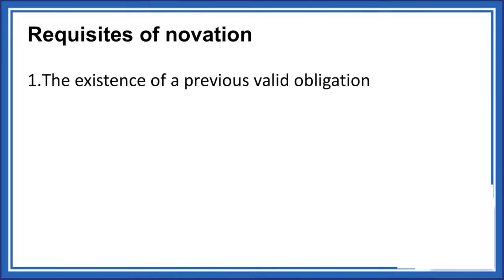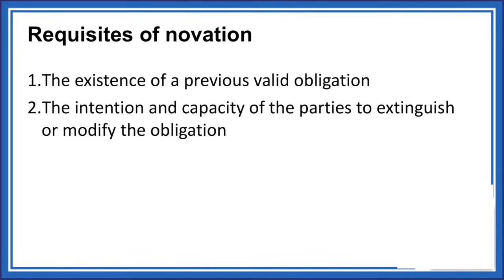Para mas malinaw. In novation, there are actually 4 essential requisites. Ano-ano sila? Namely, ito. First, tandaan nyo, dapat meron munang existence of a previous valid obligation. Okay? If yung original obligation is void, then there is nothing to novate. Diba? Tapos, second requisite, the intention and capacity of the parties to extinguish or modify the obligation. So, yung capacity and consent ng both parties ay indispensable requirements.